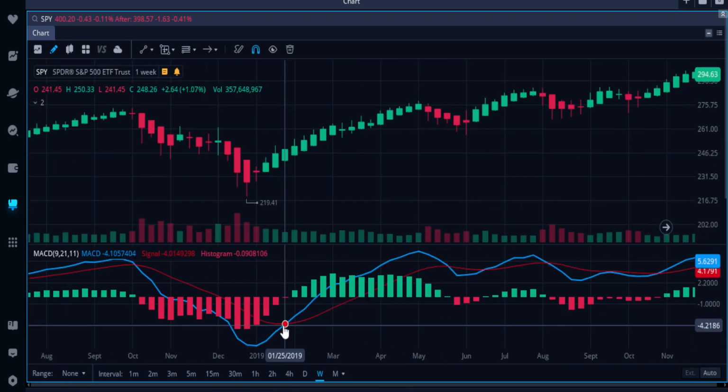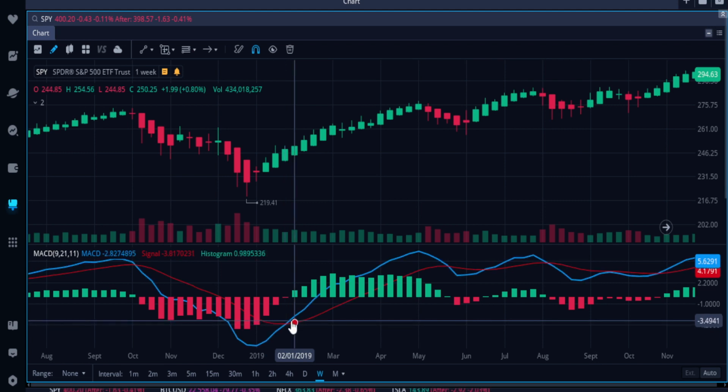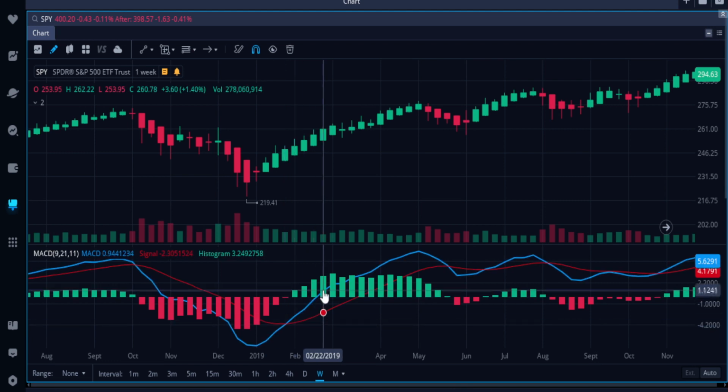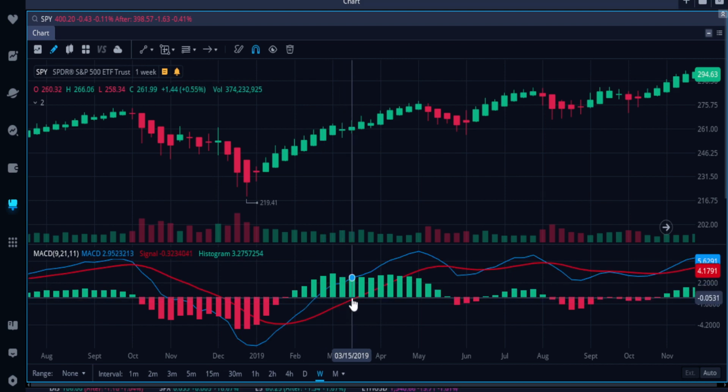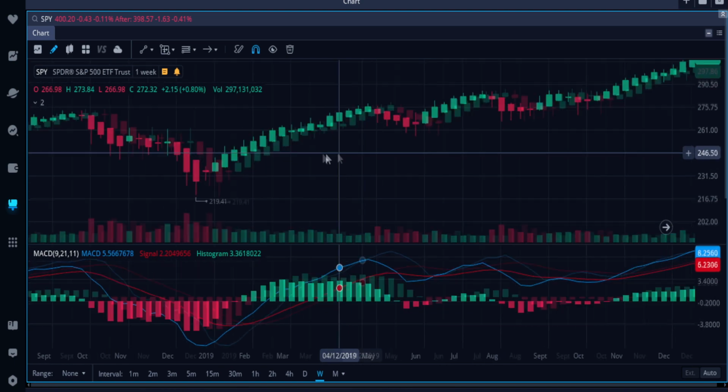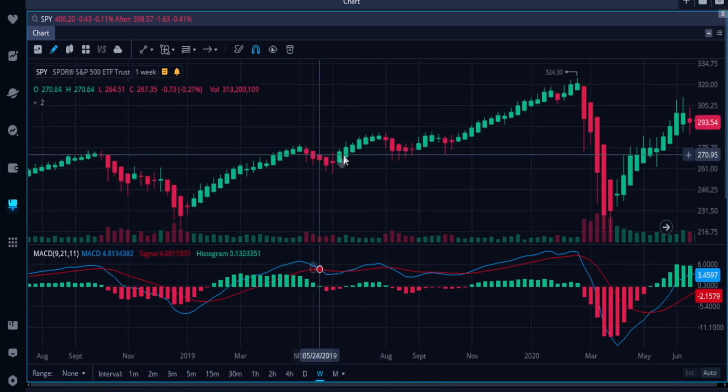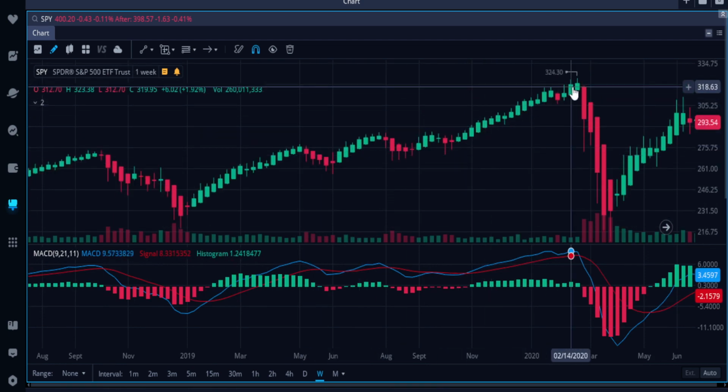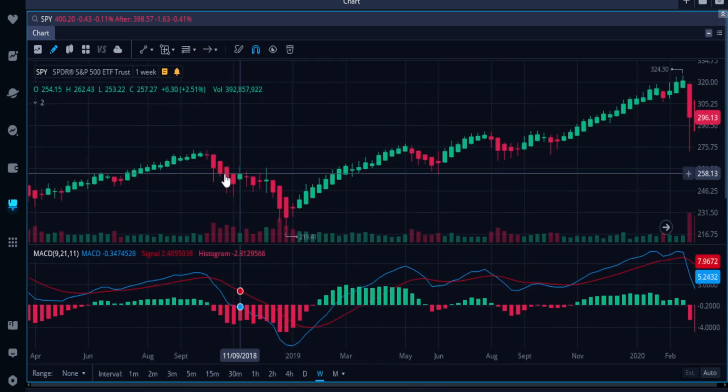So let's look at the beginning of 2019. We had a bullish crossover. We had the buyer line break above, and then the seller line broke above a few weeks later on March 22nd, 2019, which had the market at 265. SPY was at 265. And then from there, we had a bullish move all the way up to 324. Let's look at more examples.